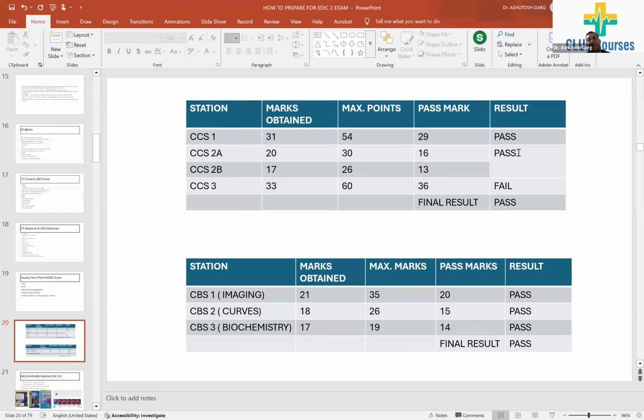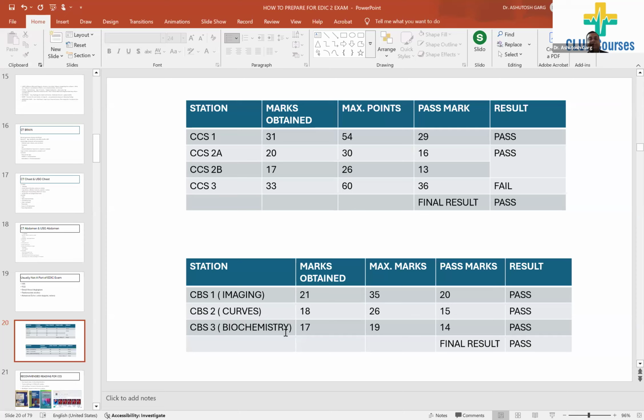This is the final mark sheet for the EDIC 2 exam. In the CCS, some candidate has 31 out of 54. Passing mark is 29, so the result is pass. Suppose in 2A, the mark is 20, maximum 30, passing mark is 16, so pass. Like in CCS 3, marks obtained is 33 and passing mark is 36, so he has failed. But he has passed out of 2, so he is pass.